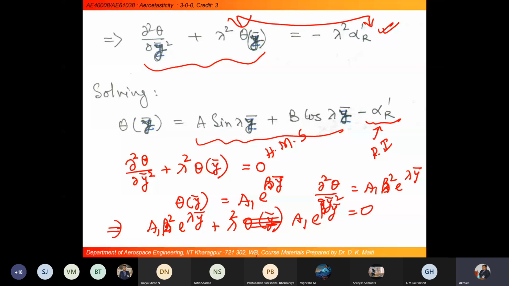So simplifying from this equation, we will be getting beta square plus lambda square equal to 0. So this will give us basically beta is plus minus i lambda. Once I substitute, I will be getting a sin lambda y bar plus b cos lambda y bar.